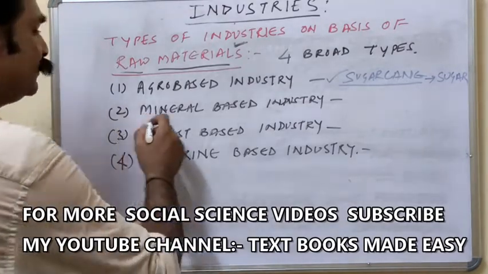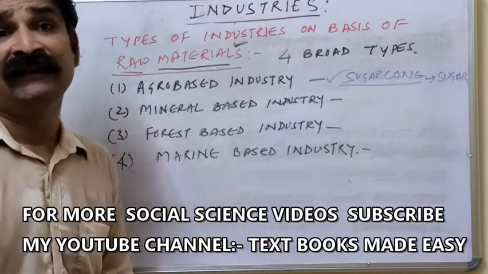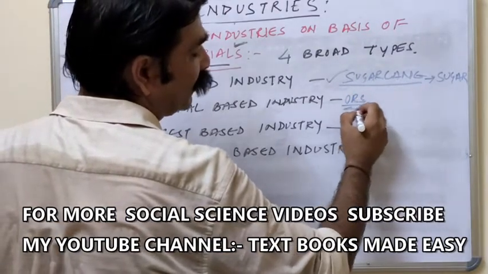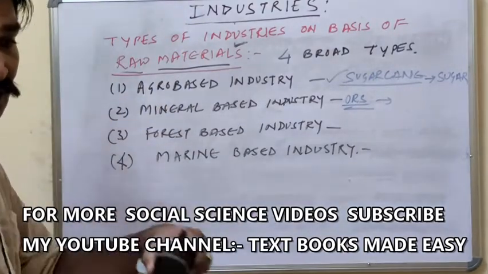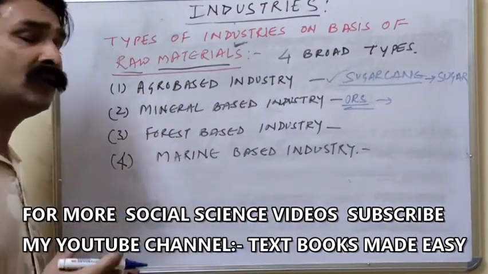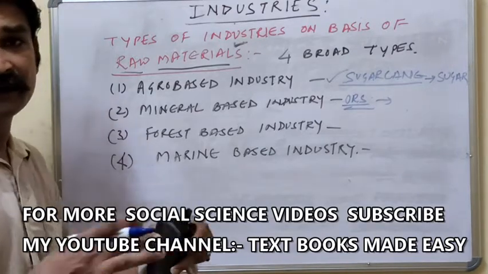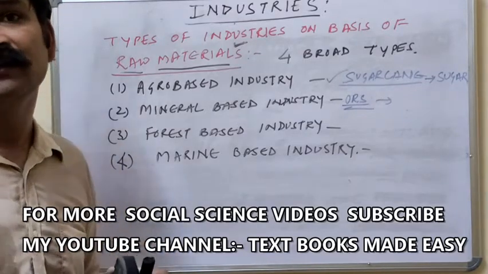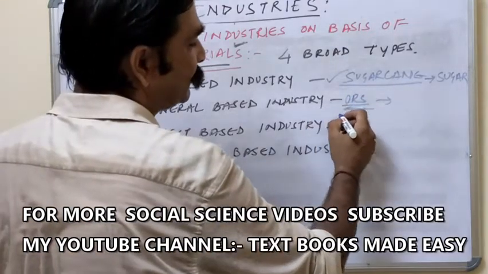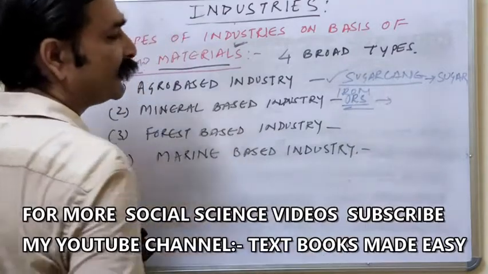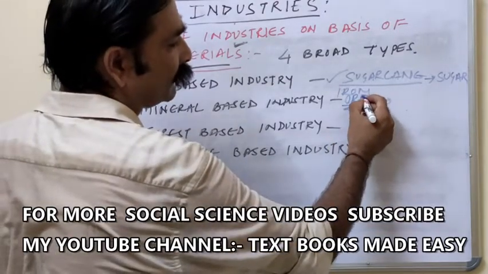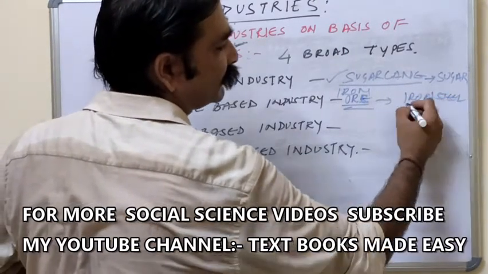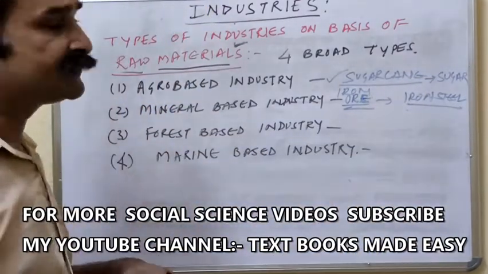Next we take mineral based industries. In these industries, various ores or minerals which are mined from the ground or obtained from nature are used, and various finished products are obtained. Like we get iron ore and it is produced into iron and steel, we get copper ore, it is produced into copper.